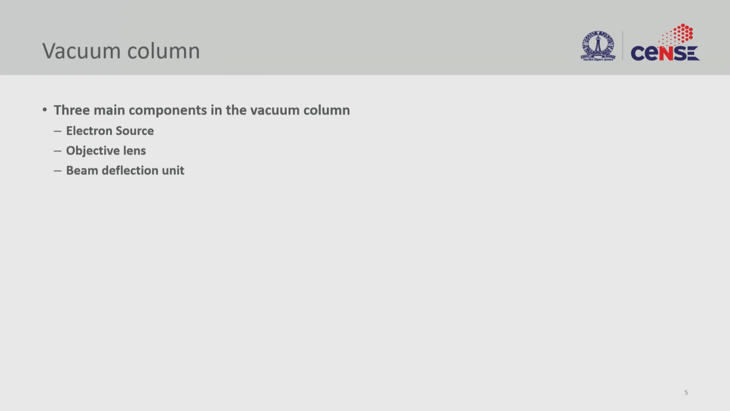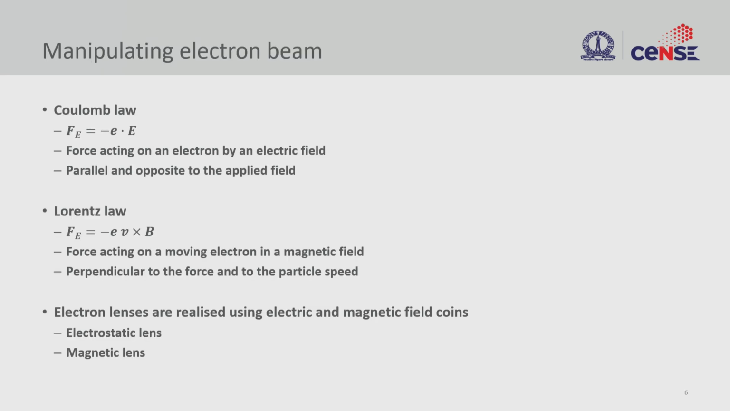Next comes the vacuum tube itself, or the column itself. There are three fundamental elements here. One is the electron source, which we just saw, then there is the objective lens, and then the beam deflection unit. In addition to that, you have a lot of apertures and so on, but let's look at what all we have in this column. Primarily the whole idea of the electron beam column is to control the electron beam.